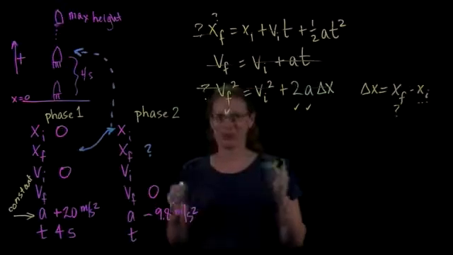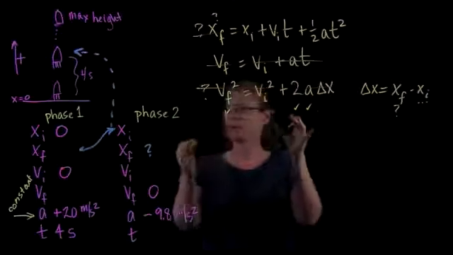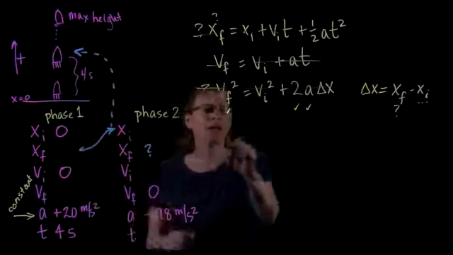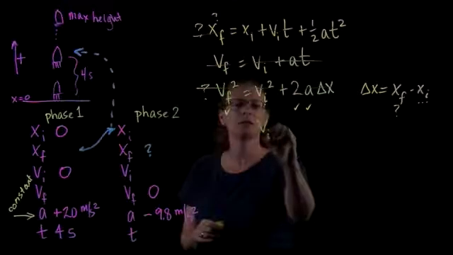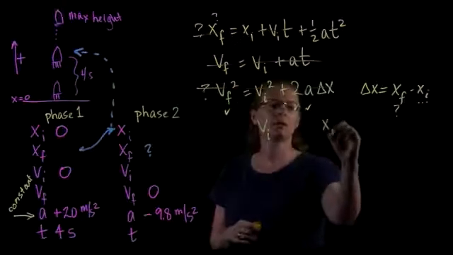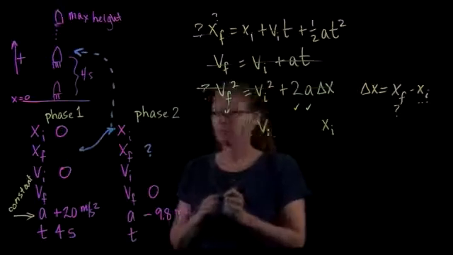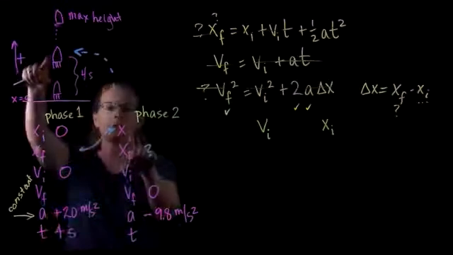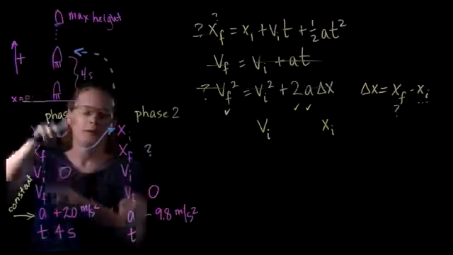What do we do? Well, we have to use one of these and figure out from phase 1, I'm guessing, some of these things that we need. I'm going to go back to this one, because the only things I needed to solve this equation were v initial and x initial. Let's go back to our chart. X initial, I know something about x initial. The initial position for phase 2 was the same as the final position for phase 1.